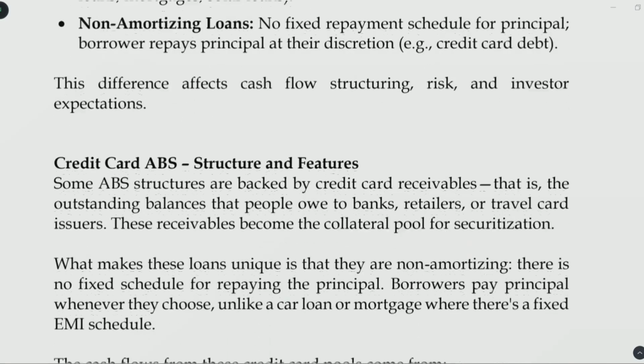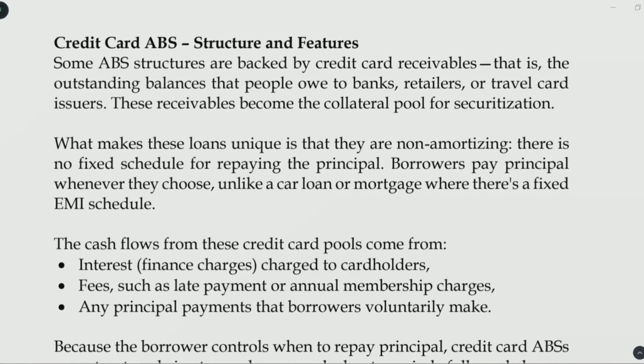Alright, so the next matter to be discussed is with respect to credit card ABS structure and features. Some ABS structures are backed by credit card receivables, that is the outstanding balance that people owe to banks, retailers or travel card issuers. These receivables become the collateral pool for securitization. What makes these loans unique is that they are non-amortizing. There is no fixed schedule for repaying the principal. Borrowers pay principal whenever they choose, unlike a car loan or a mortgage where there is a fixed EMI schedule.